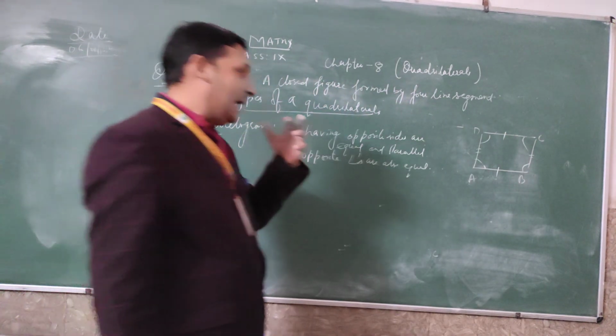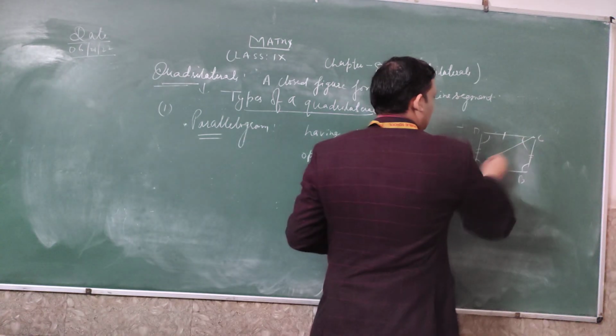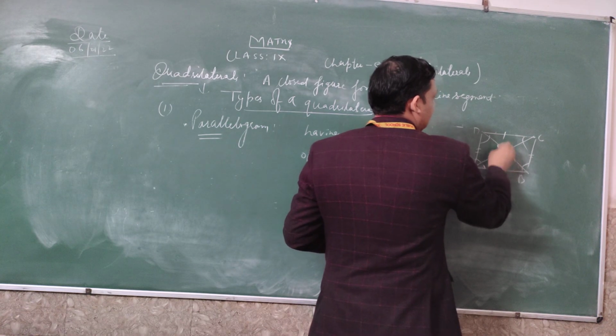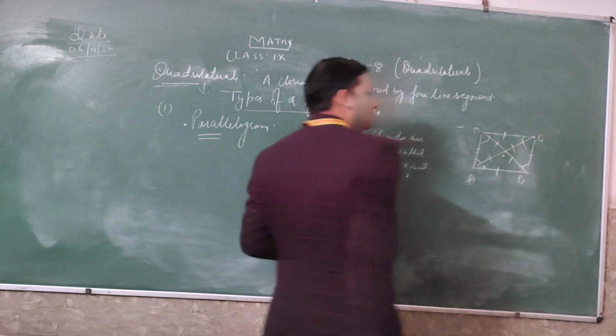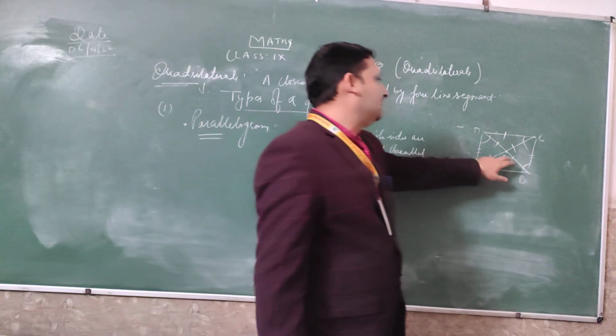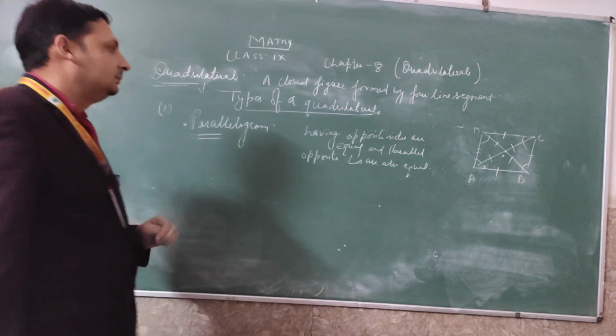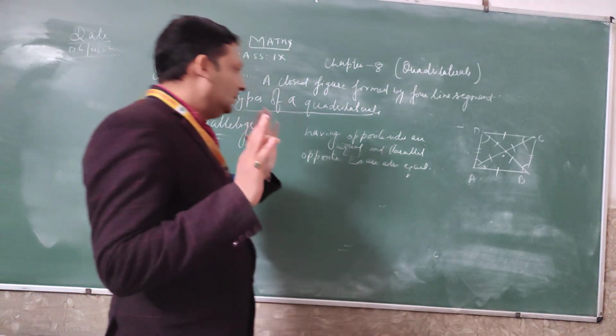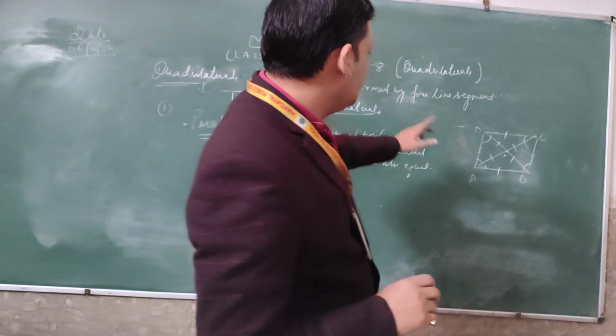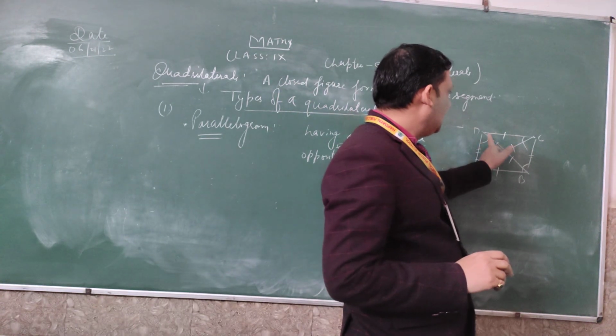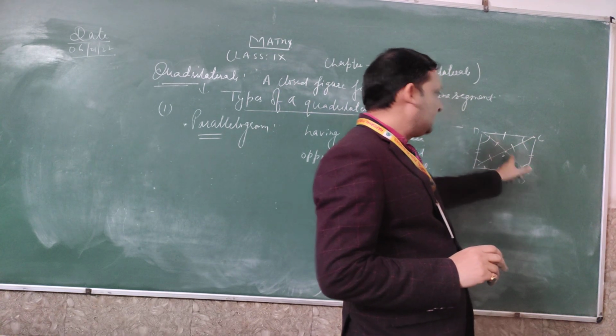But when we talk about diagonals of a parallelogram, they bisect each other. Means this will be equal, this will be equal. This part will be equal to this and this part will be equal to this. That is the quality of a parallelogram. So what is a parallelogram? It is a quadrilateral having opposite sides equal, opposite angles equal, and diagonals bisect each other.